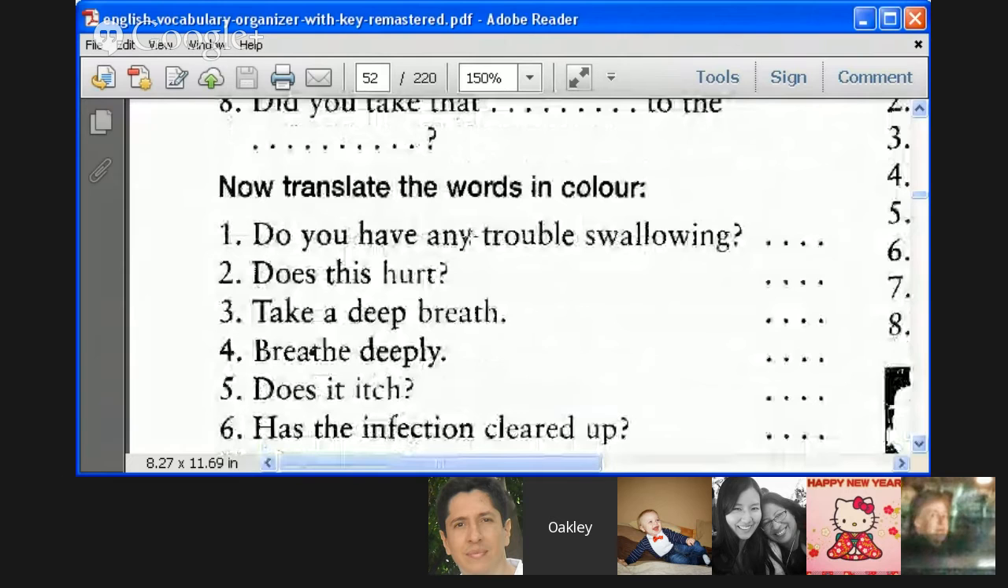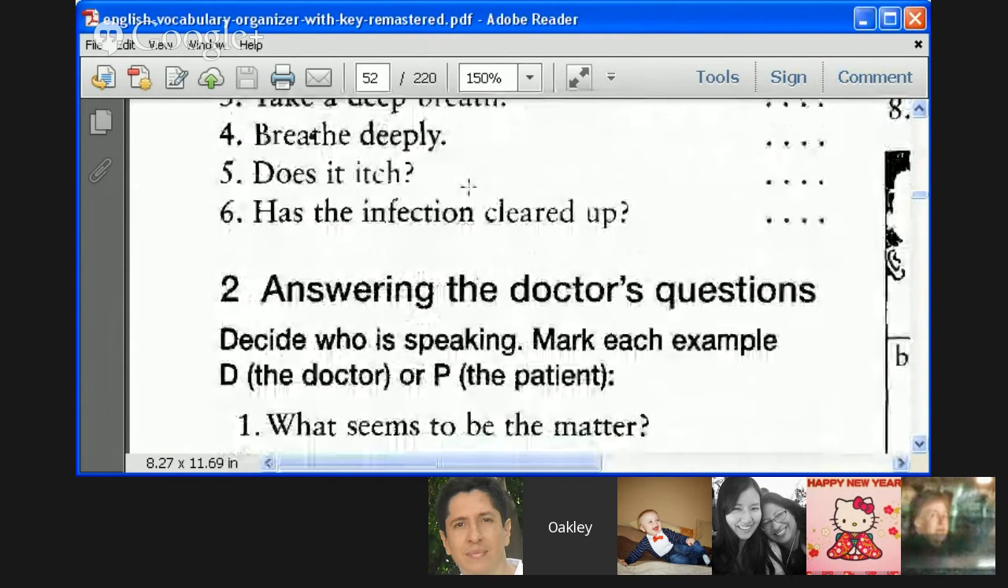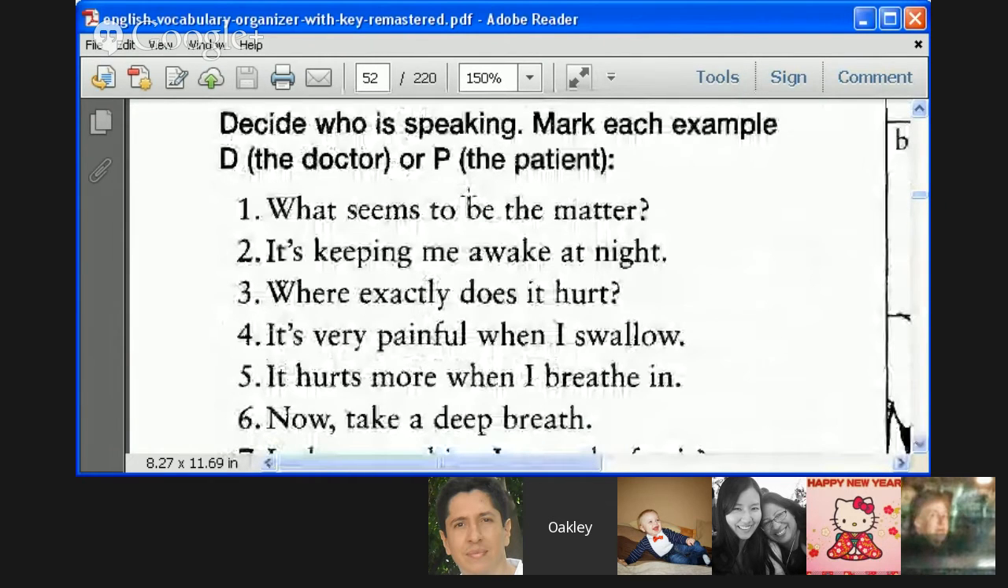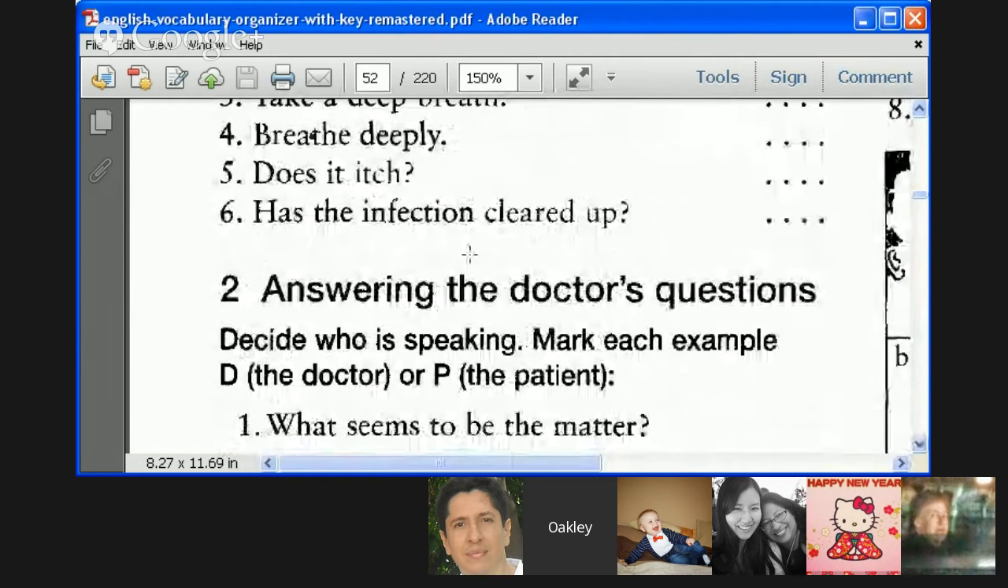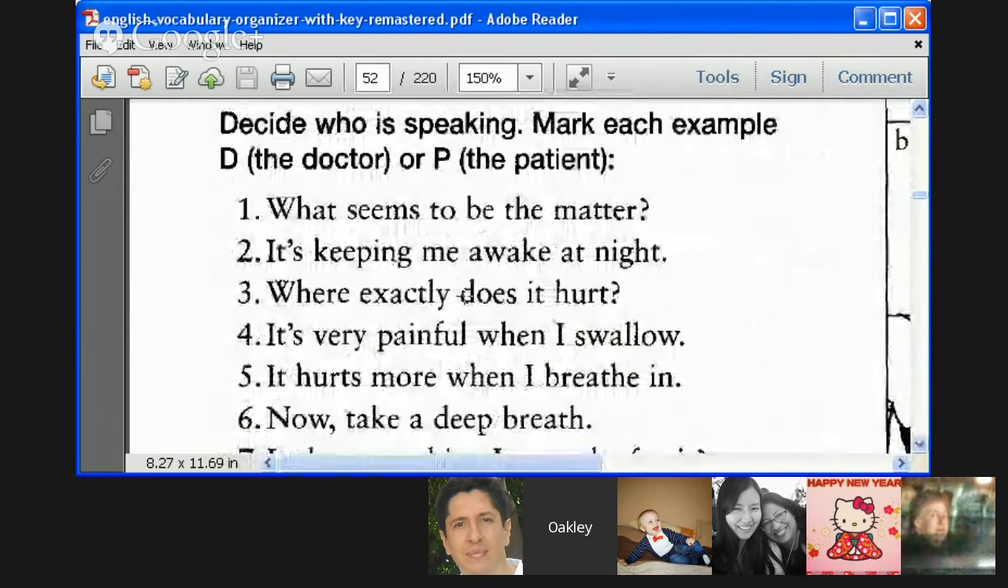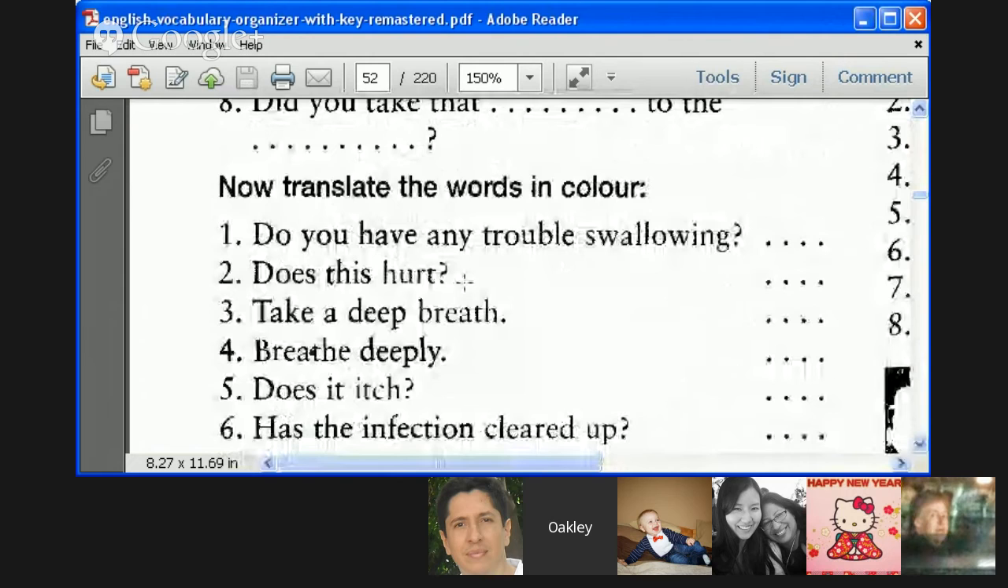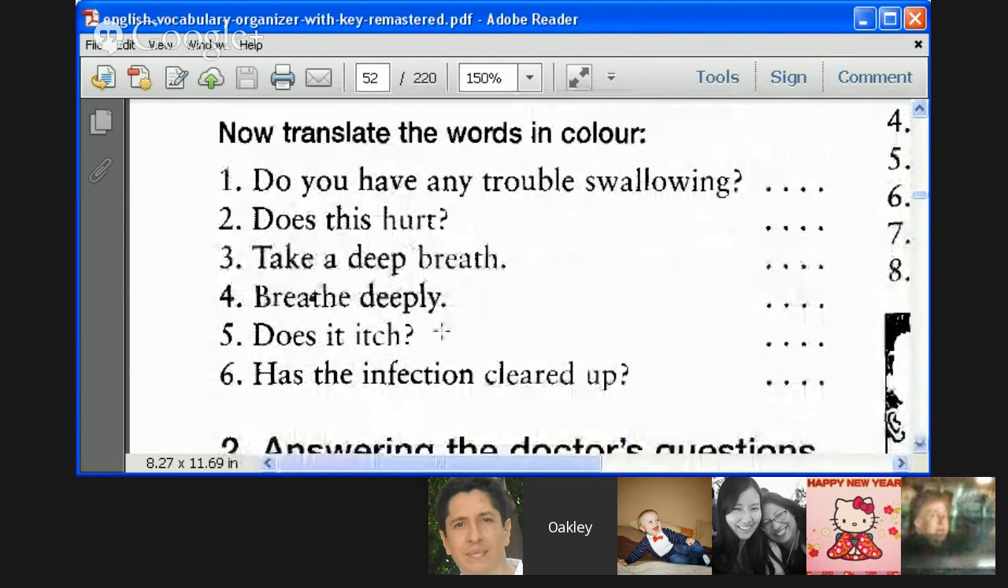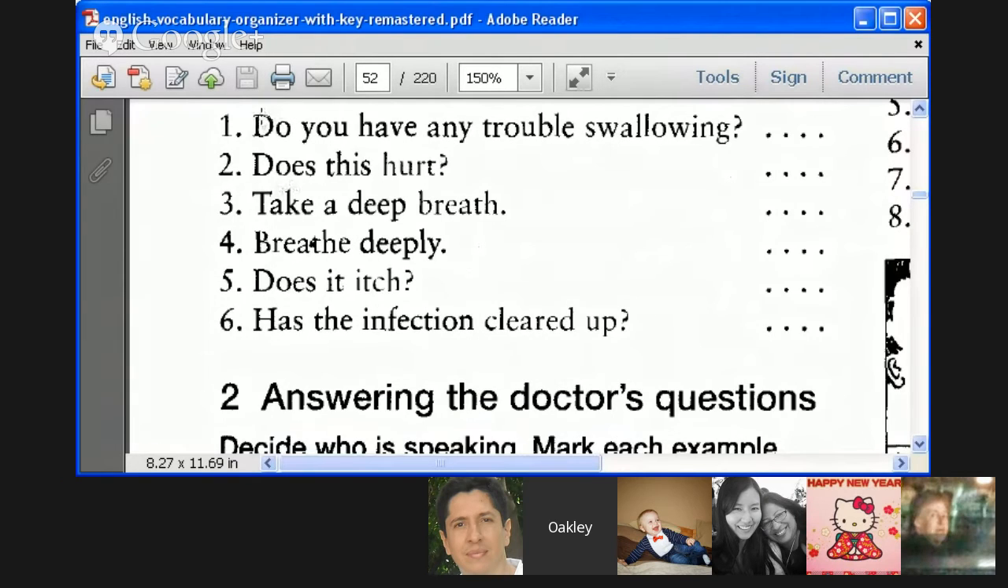We're talking about the doctor. All right, here are many things that, okay, it says translate the words in color. There is no color, but, okay, these are things that a doctor says to you. What do you need to do?